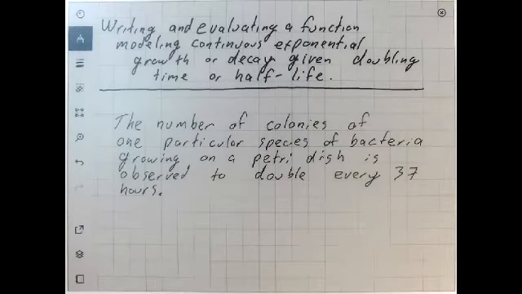Writing and evaluating a function modeling continuous exponential growth or decay given doubling time or half-life. In this video, we're looking at the other direction. We know the doubling time or the half-life, and we are trying to go back and find the growth rate and use that to solve a problem.